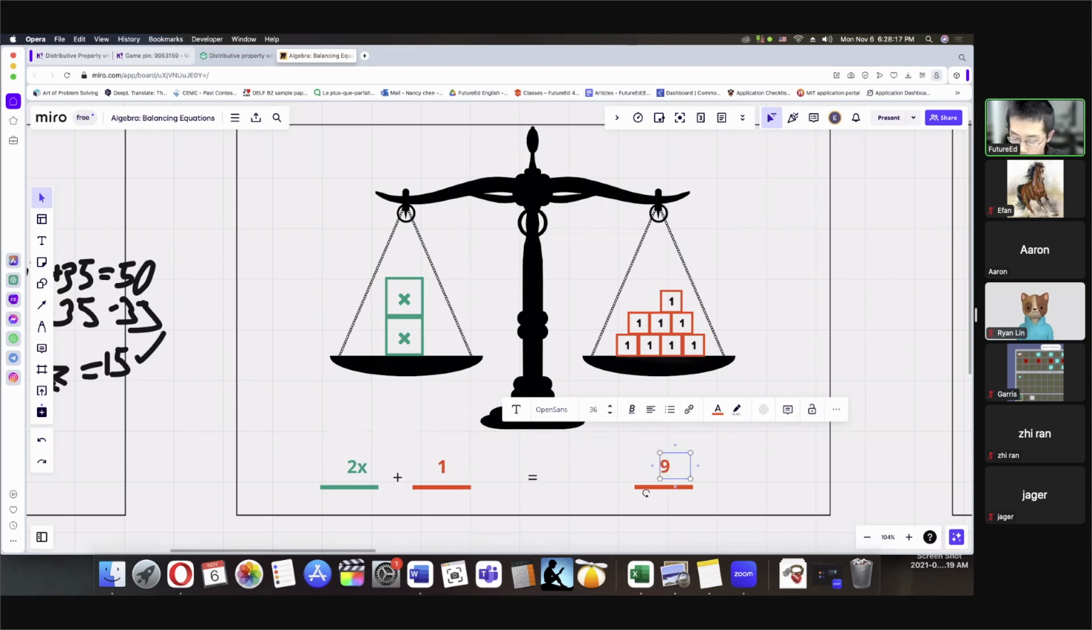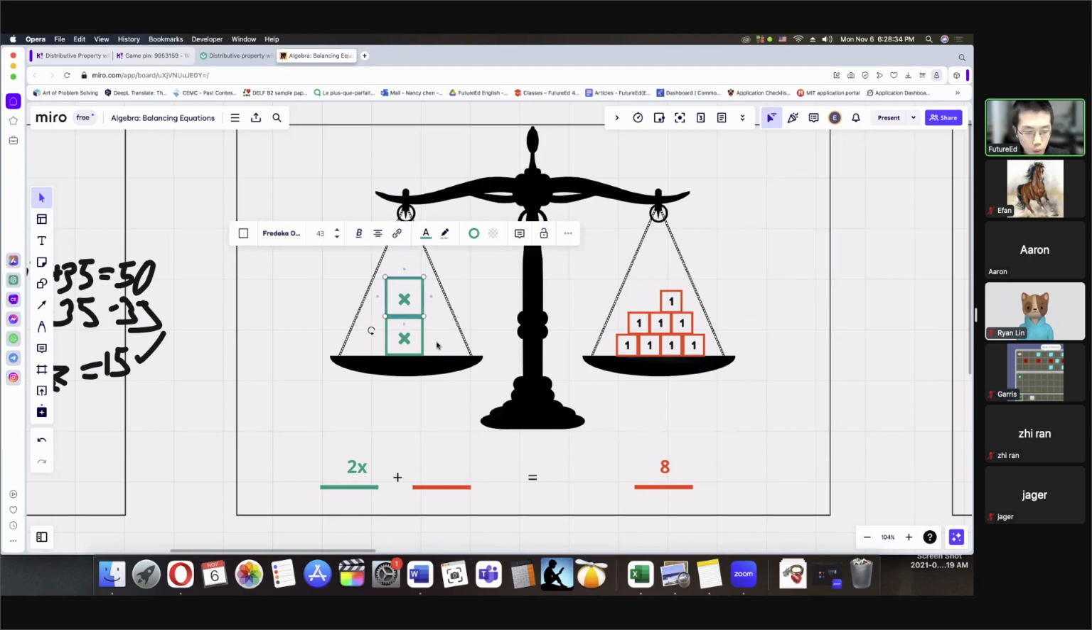We have 8 blocks on the right, and we have 2x on the left. Okay, what now? Do 8 divided by 2. Exactly. So we can divide each side by 2. So if we divide 2 blocks by 2, then one of the blocks will disappear. And if we divide this side by 2, then half of the blocks will disappear.